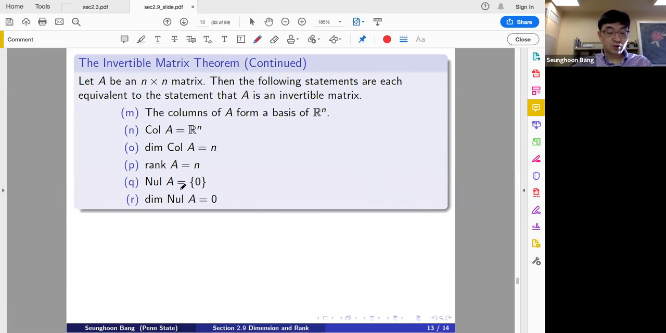Here, the null space of A is like a 0 vector. The 0 vector. So we have it.